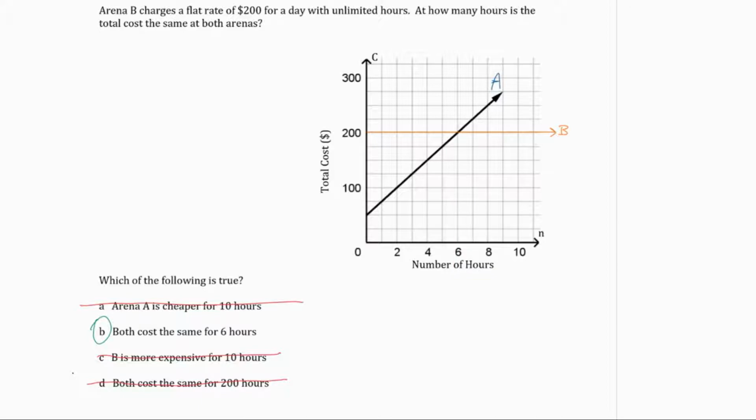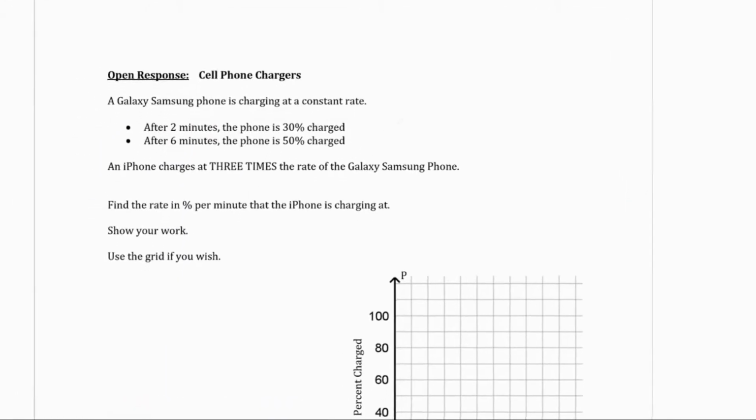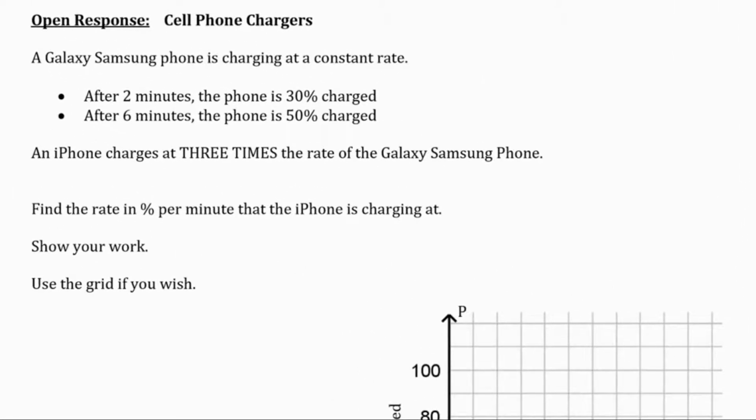So there's a couple of multiple choice questions. Let's take a look at an open response. This one's about cell phone chargers. A Samsung Galaxy phone is charging at a constant rate. Okay, so it's low on batteries, gets plugged in, and it's charging at a constant rate. After 2 minutes, the phone is 30% charged. After 6 minutes, the phone is 50% charged.